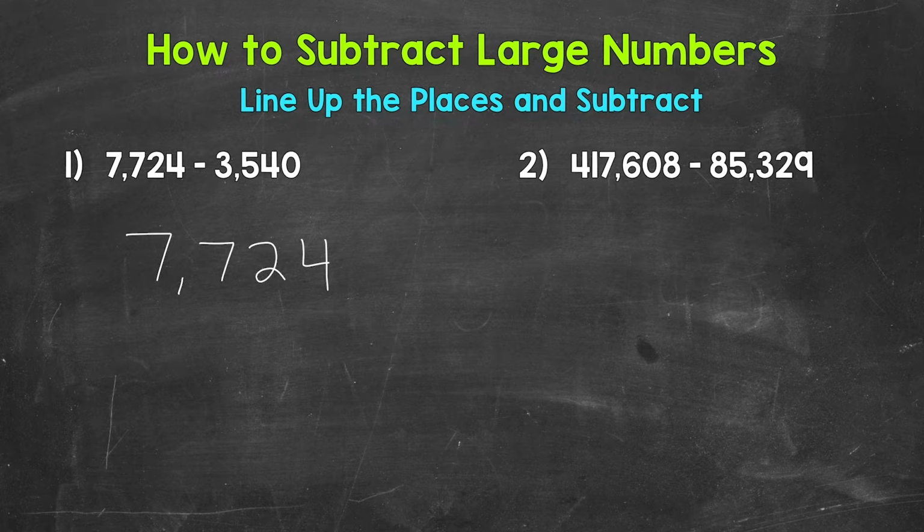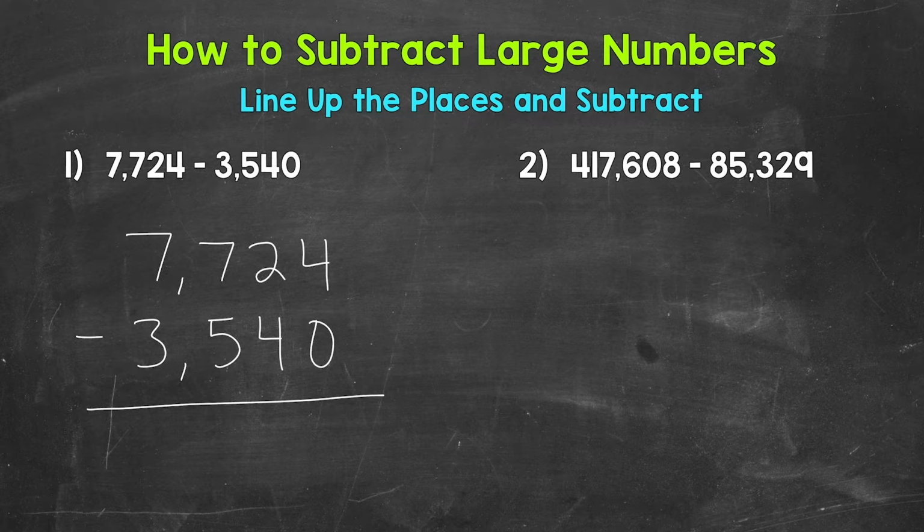So 7,724 minus 3,540. Now, when we set up a subtraction problem, we need to line up the places. For example, in number 1, we have the ones place, the 4 and the 0. We have the tens place, the 2 and the 4. We have the hundreds place, the 7 and the 5. And then we have the thousands place, the 7 and the 3.